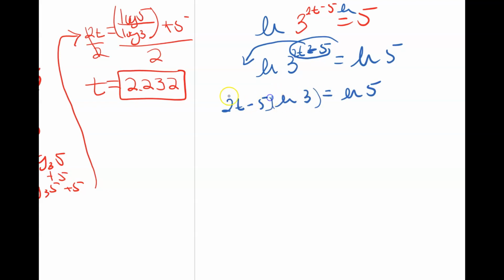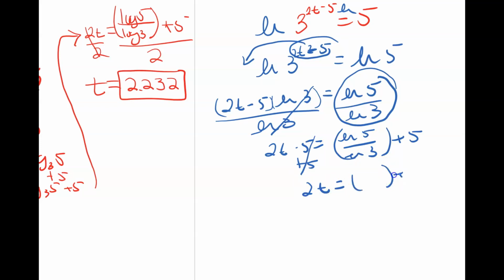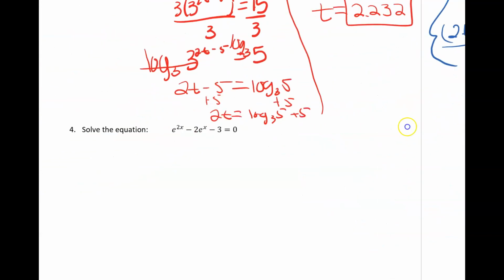Well, this is being multiplied, so I could divide by ln 3 on both sides. That gives me 2t minus 5 equal to this value. I can plug it in my calculator and then add the 5 to it. Whatever that value may be, don't round until the very end. And then divide by 2, whatever that value is. So you can see similar steps, but now we're working with the natural log, and maybe that looked a little bit better for you. Two more, we'll wrap this up.